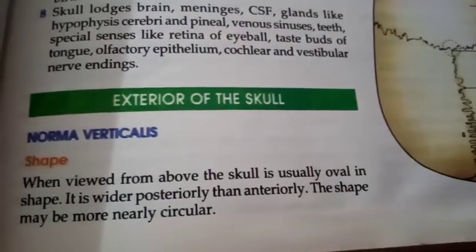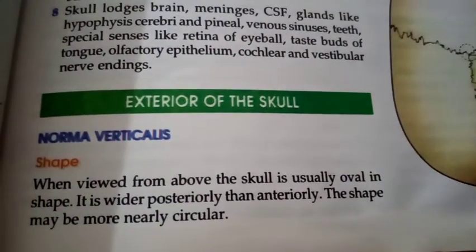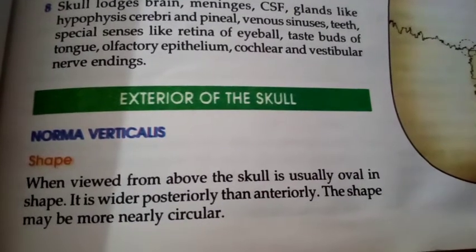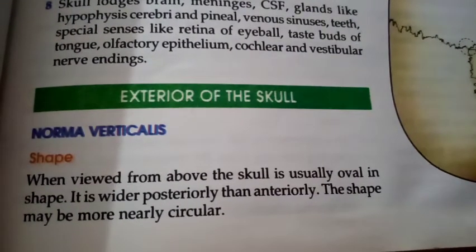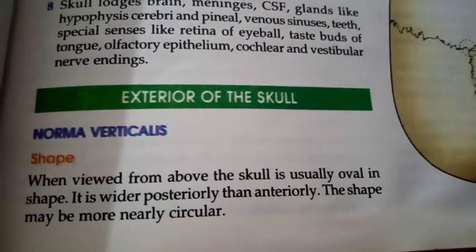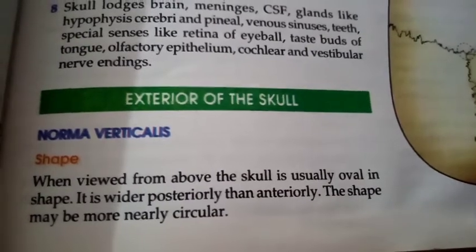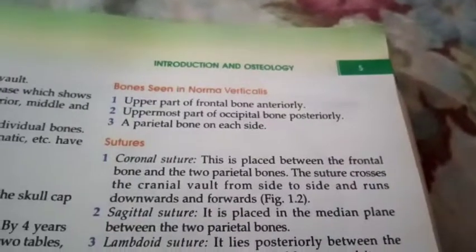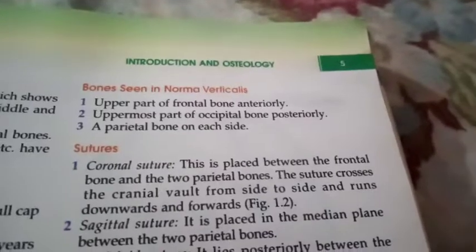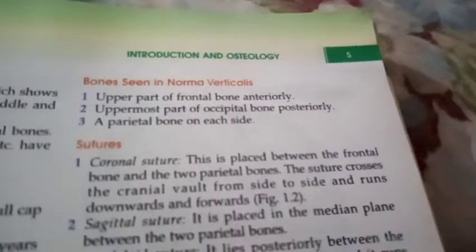The exterior of the skull is norma verticalis. When viewed from above, the skull is usually oval in shape and wider posteriorly than anteriorly. The shape may be more nearly circular. Now we will talk about the bones seen in the norma verticalis: the upper part of the frontal bone anteriorly, the uppermost part of the occipital bone posteriorly, and the parietal bone on each side.